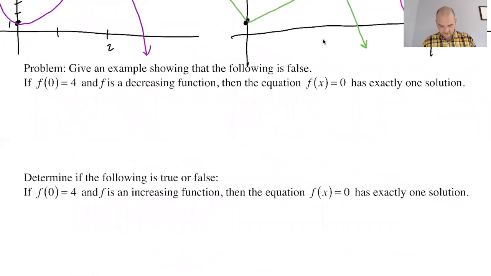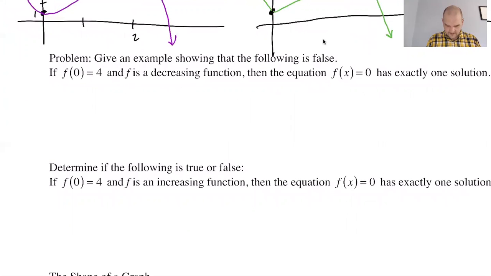Give an example showing that the following is false. Okay, so f of 0 is 4. f is a decreasing function. Then f of x equals 0 has exactly one solution. All right, so I need a counterexample.